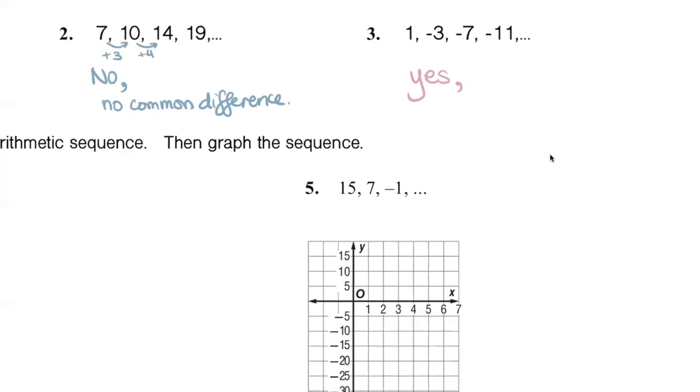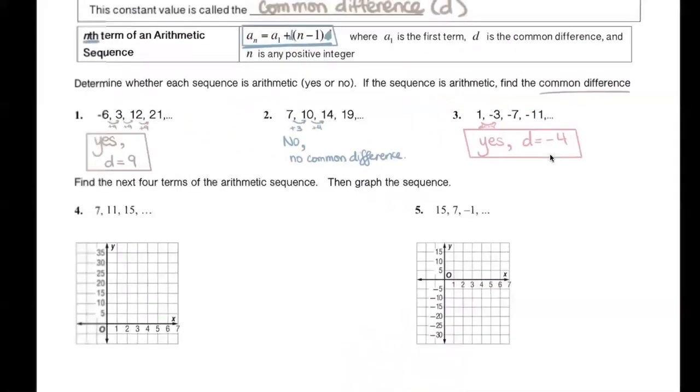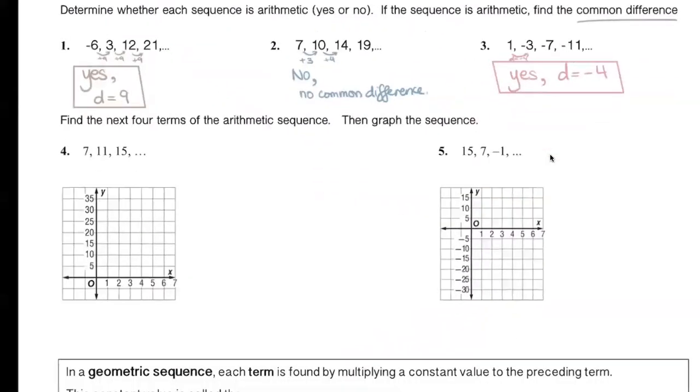So what's the common difference? -4. Perfect. Nicely done. All right. We got a common difference this time. It was -4 to here to here. Good job, Liam. So we got a common difference of -4 in that case. All right. Any questions so far? In the chat.